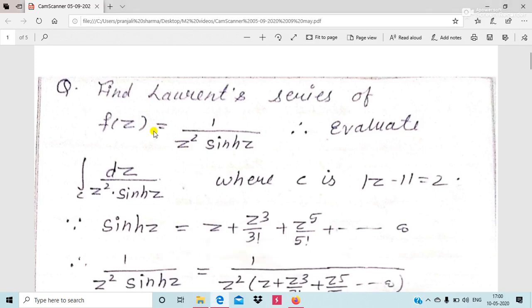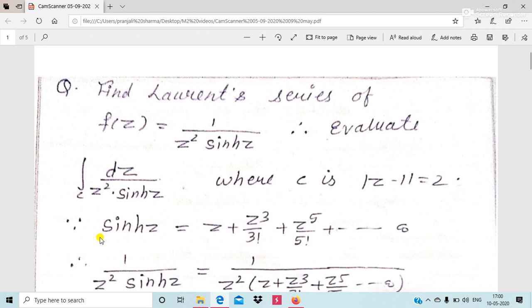Hi, in this video lecture we are going to solve some questions of Laurent series. Our first question is we have to find the Laurent series of f(z) = 1 upon z square into sinh z, and further we have to evaluate the integration of 1 upon z square sinh z with respect to z along the curve C, where C is the curve |z - 1| = 2. So let's see.